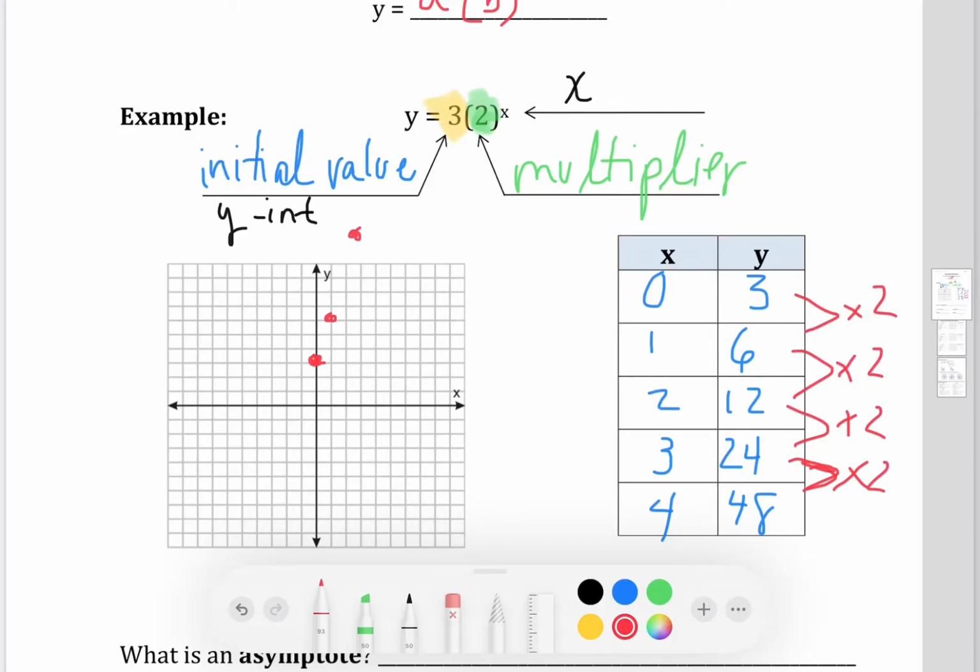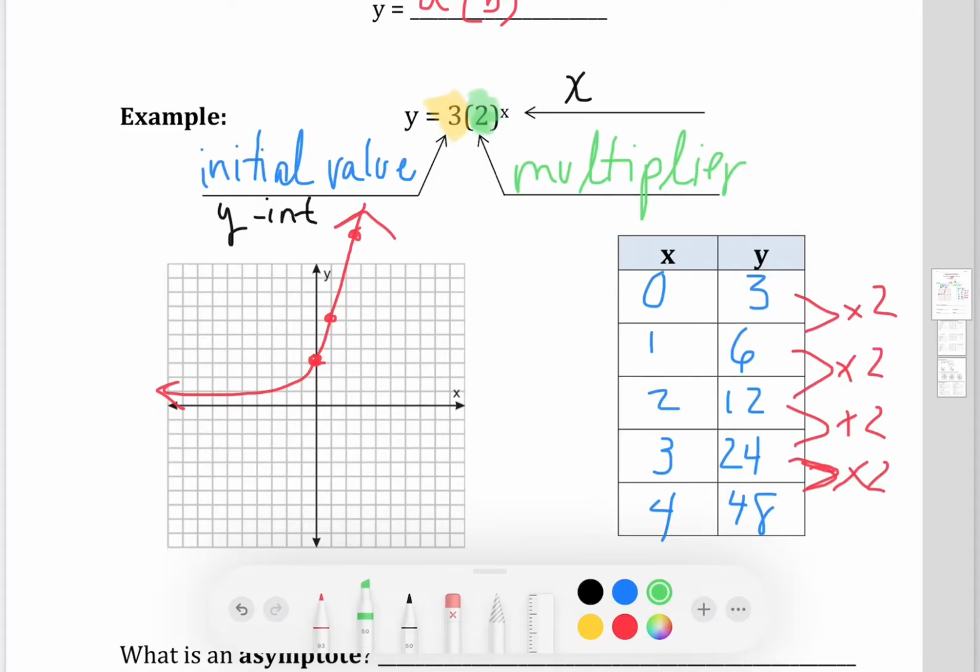Now the way that these graphs work is you're going to connect your dots, but it's also going to continue down this way forever. So if I plug this into Desmos, y equals 3, open parentheses 2 raised to the x, it would look like this red graph that I have on the screen. Okay, so an exponential function gets bigger and bigger.